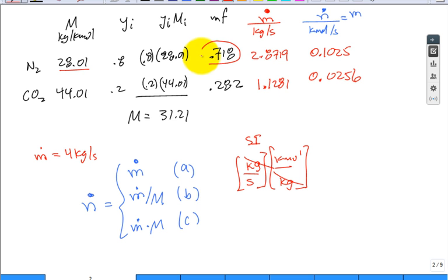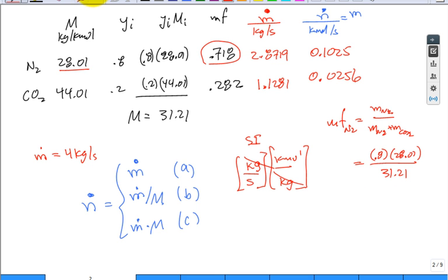How did you get the mass fractions again? This 0.718 is the mass fraction of the nitrogen. It'll be the mass of the nitrogen divided by the total mass, which is the mass of the nitrogen plus the mass of the carbon dioxide, which is the 0.8 times 28.01 divided by the 31.21. Yeah. Okay.